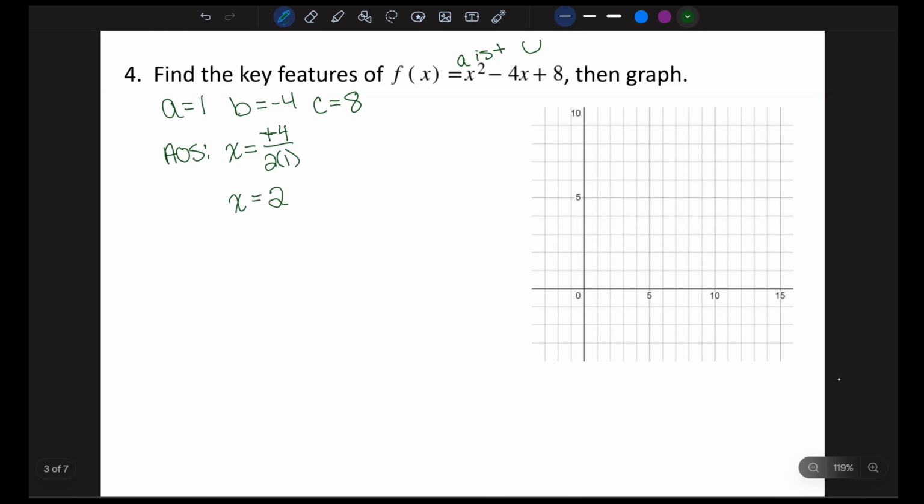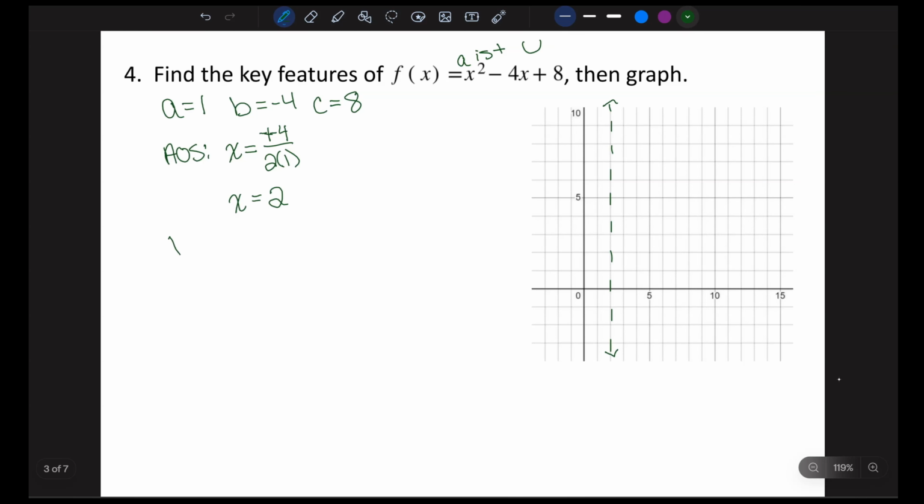Now I'm going to go ahead and plot that on my graph. All right, so I'm going to go to 2. Always pay attention to how your graph is counting. So I'm going to go to x equals 2, and I'm going to put my dotted line. It has to be dotted because it's not really a line on the graph. It's kind of like a guideline.